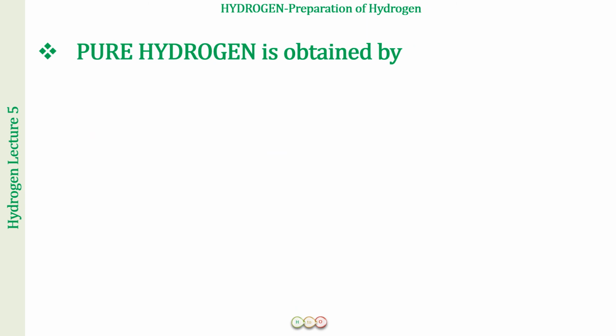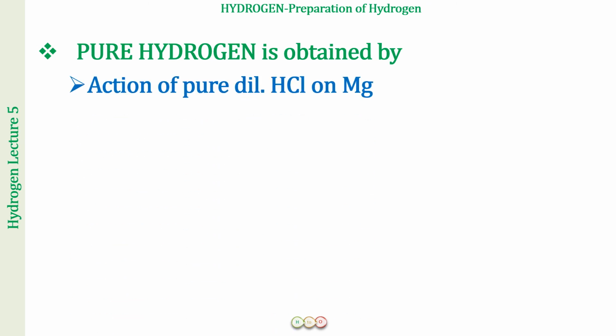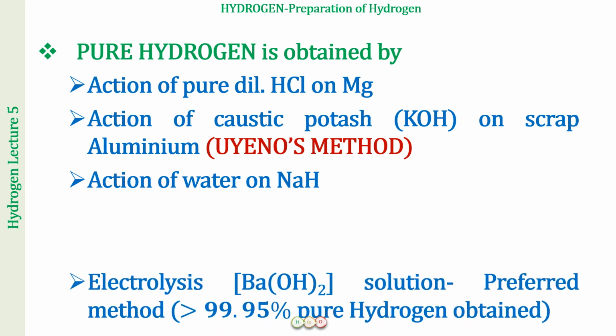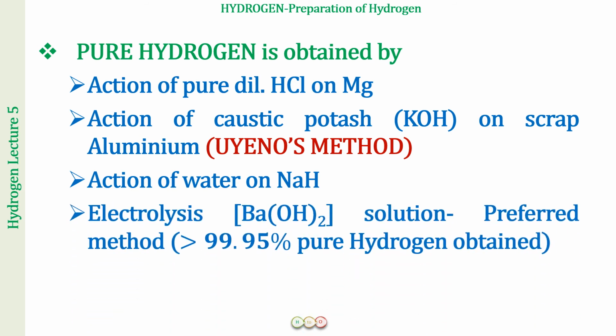So now a question can be asked to you: how can you obtain pure hydrogen? One of the ways I've already told you, so I will be putting that on the last point. We can prepare pure hydrogen by the action of pure dilute HCl on magnesium, the action of caustic potash KOH on scrap aluminium, which is called Uno's method, the action of water on sodium hydride, and lastly what we've already discussed, the electrolysis of barium hydroxide solution. This is the most preferred method because here we will be getting 99.95% pure hydrogen.